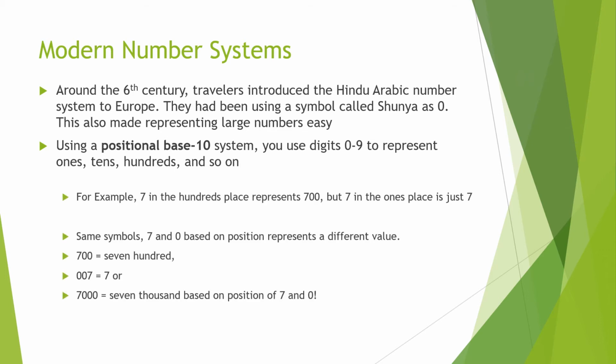For example, 7 in the hundreds place represents 700. The 7 in the ones place represents just 7. This allows you to represent, as I mentioned earlier, large numbers in a concise way compared to the previous Roman numeral and tally systems.